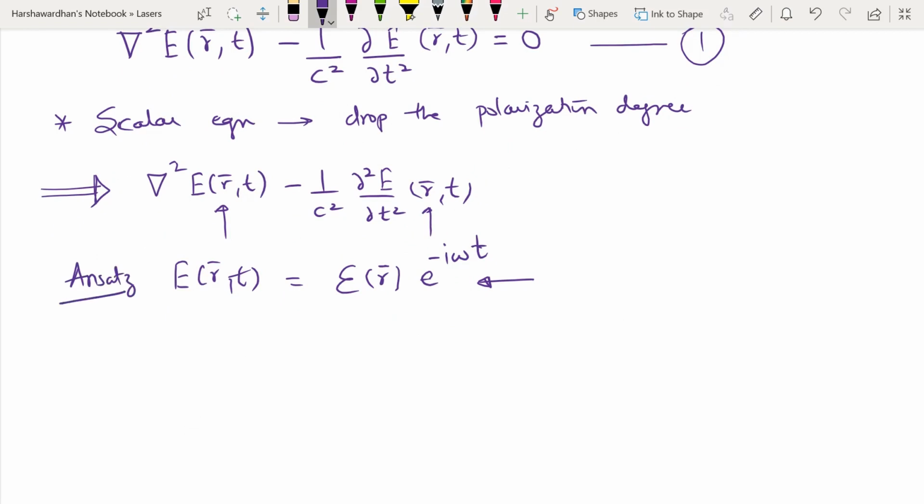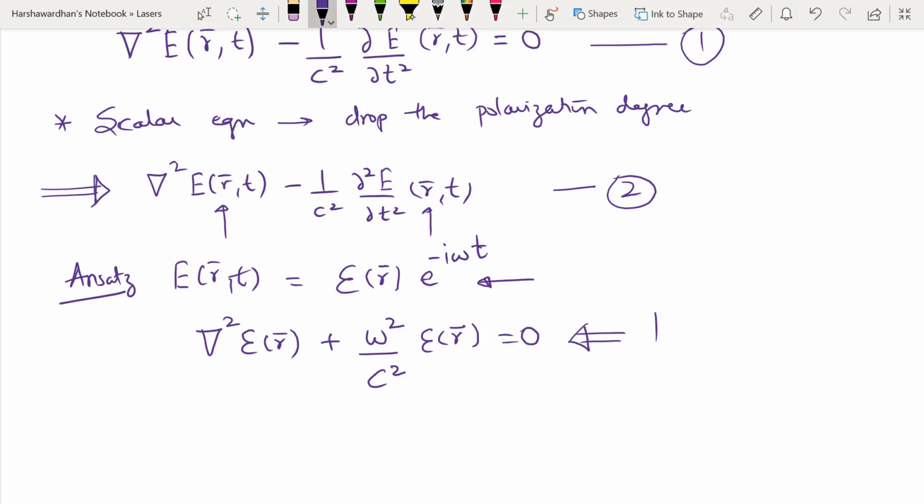back into this wave equation, the scalar wave equation, then what I get is basically del square E of r plus, so you see that the del by del t square will bring out a minus i omega two times because of the second derivative, and what you get is basically an omega square hanging around there, and the c square was already there, and this is equal to 0, and this is precisely what we call the Helmholtz equation.